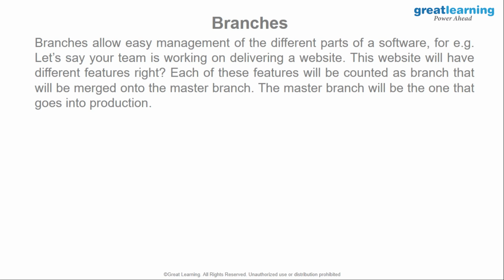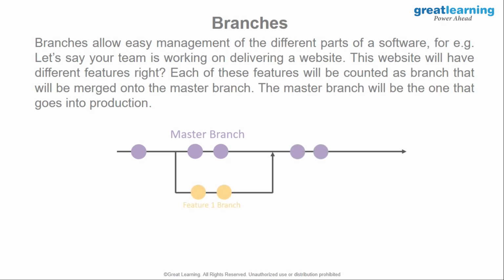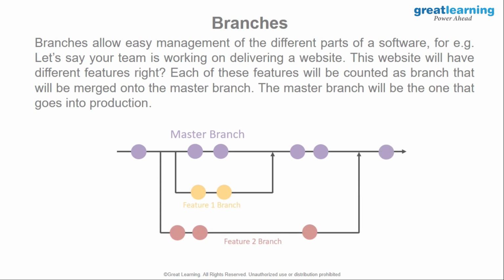So let me show you guys with the diagram. So we have a master branch over here. We have made some commits and we decide to create a feature one branch. So we have created a feature one branch over here, and feature one branch will have its own commits as well as feature two. So you can see feature one was pulled from the master at one point, and they made the changes, and then they merged it back onto the master branch.